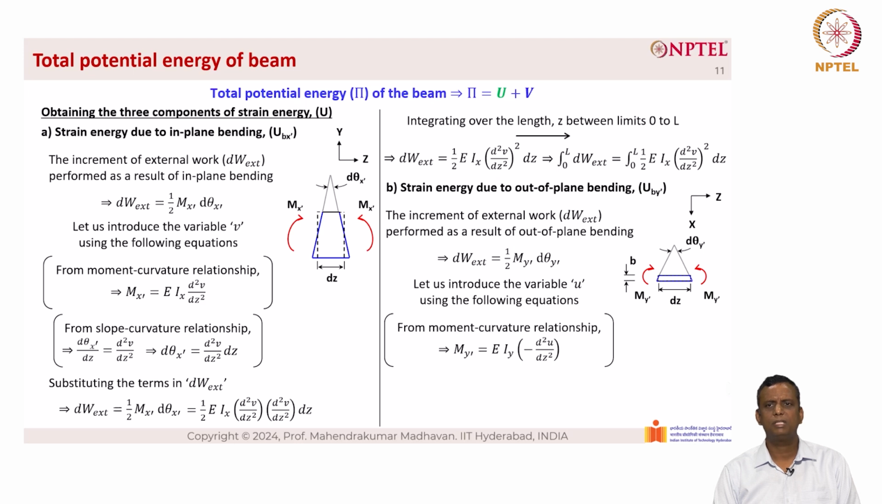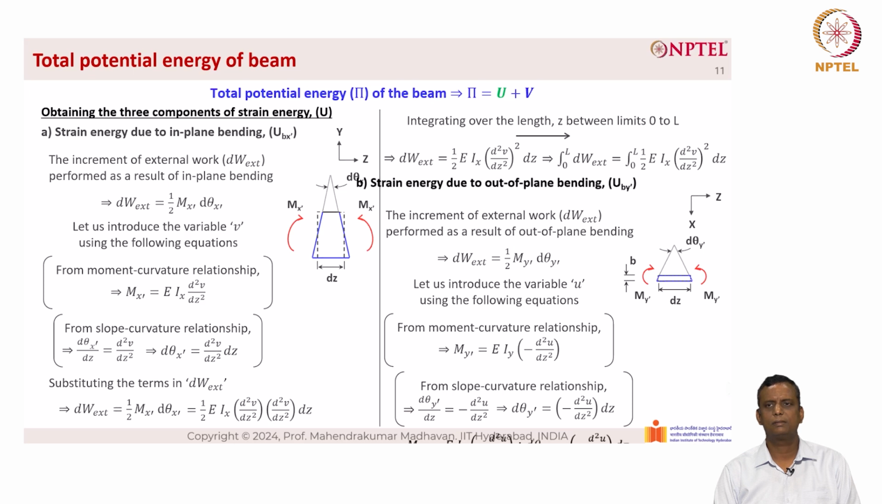So from moment curvature relationship, we have My dash equal to EIy into minus d square u by dz square. From slope curvature relationship, d theta y dash divided by dz equal to minus d square u by dz square. Here both the equations contain the negative term because the origin is in the direction opposite to the direction of the axis. So d theta y dash is equal to minus d square u by dz square into dz.